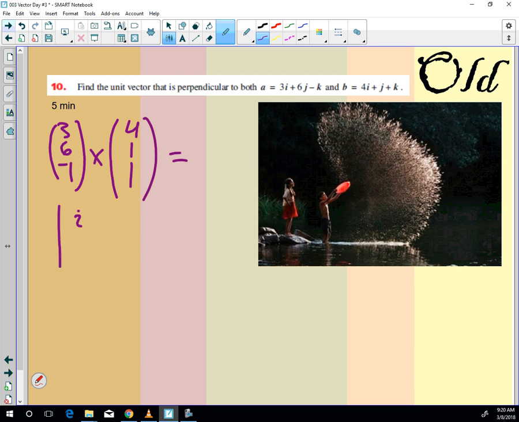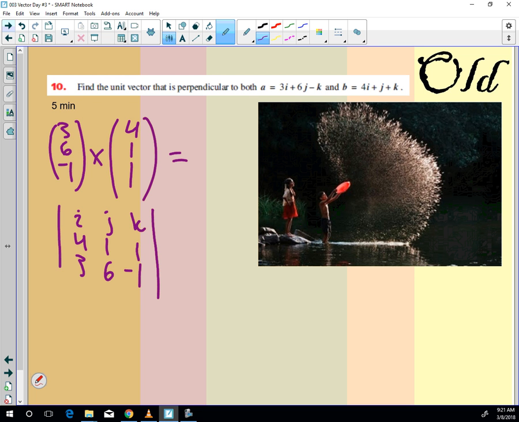Do you need some paper, Kaylee? Okay, so you're going to go I, J, K across the top. Then, Ann, which one do you like better, 3, 6, negative 1 or 4, 1, 1? Which do you want to go first? Okay, good enough. It doesn't matter. Either one will be fine, but I wanted to do what Ann wanted to do. Okay, write it down like that.